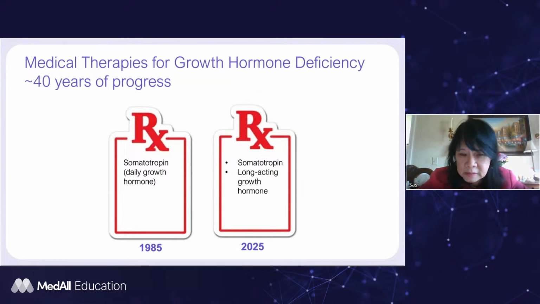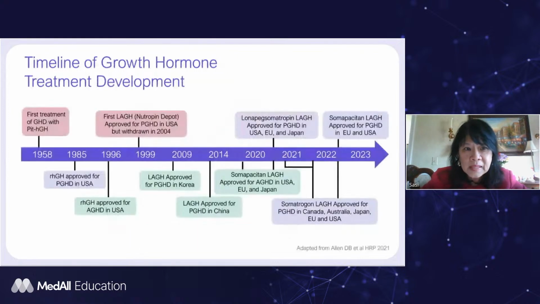In the past, we had daily growth hormone injections, but now we have the option of long-acting growth hormone, given once weekly. I'd like to show you the timeline of growth hormone treatment development, starting from 1985, when the first recombinant human growth hormone was approved in the US. Then in 1996, growth hormone was approved for adult growth hormone deficiency. And long-acting growth hormone was in fact approved back in 1999.